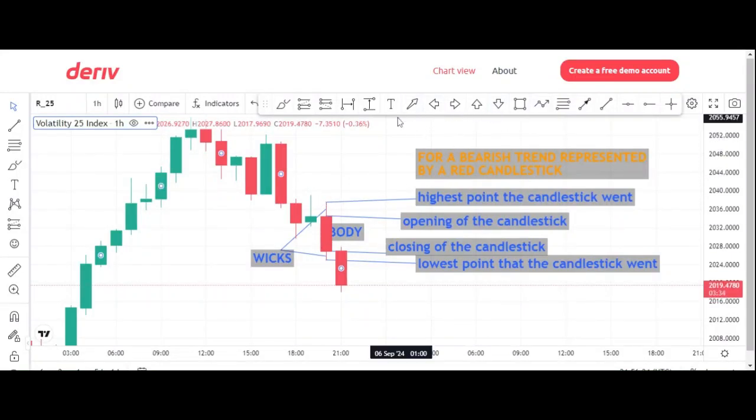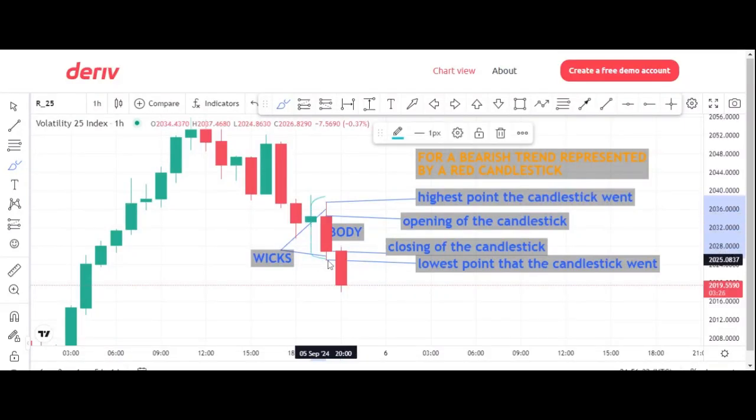Important note: while a single bearish candlestick can be a bearish indicator, it's generally more reliable to consider it in conjunction with other technical analysis tools and patterns. Always conduct thorough research and consider multiple factors before making trading decisions.